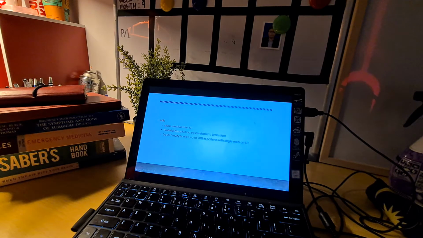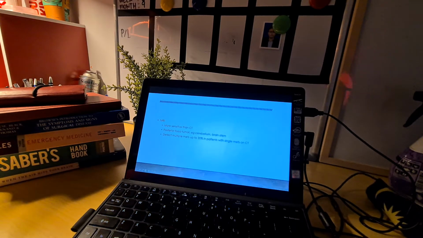And MRI is more sensitive than CT brain. So when we suspect, usually we do the CT plain first, and then we can focus on more specific by proceeding with the MRI. If the patient is suitable, we do a calculative investigation. So if this patient benefits from MRI, we proceed with MRI.